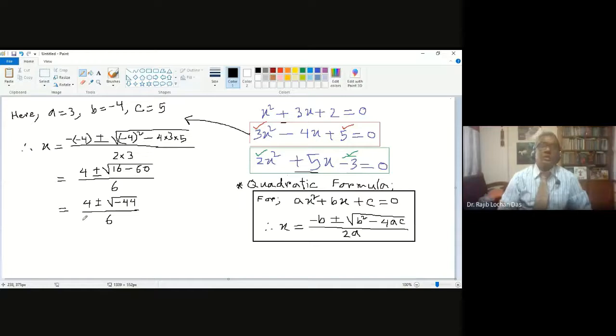Now what will you say? What is root over minus 44? Can you find out what is root over minus 44? Can you find this value?